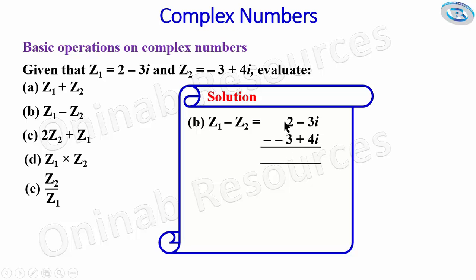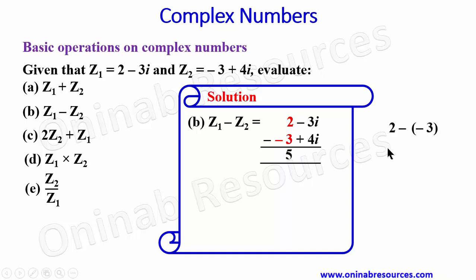Again, we are going to subtract the real part and thereafter the imaginary part. So from here we have the real part to be 2 and negative 3. So that 2 minus negative 3 here, since negative times negative gives positive, 2 minus negative 3 is the same as 2 plus 3, and that gives 5.